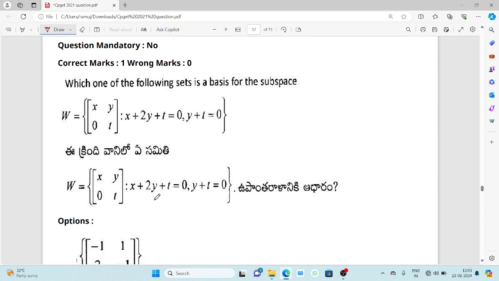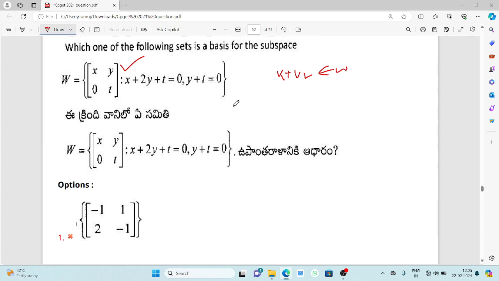Question 73: which one of the following sets is a basis for the subspace W? He mentioned that this is a subspace. A subspace means that if you do vector addition and scalar multiplication, the result is contained inside of W. How can we proceed to find the basis? I took y equal to y. He provided some conditions: y plus t is equal to 0 and x plus 2y plus t equal to 0. He has already given this in the question.